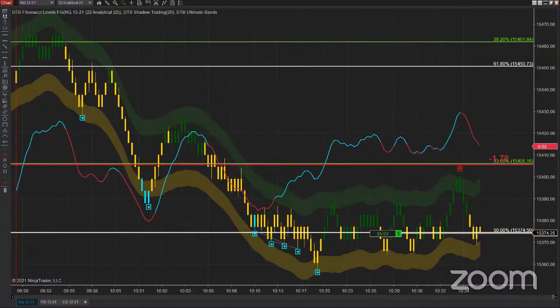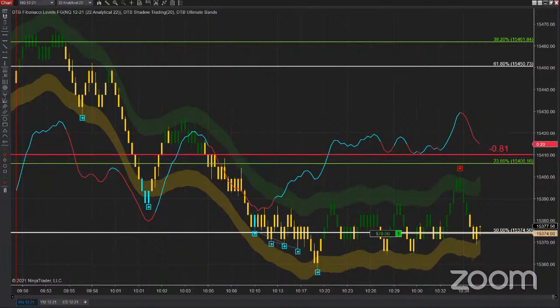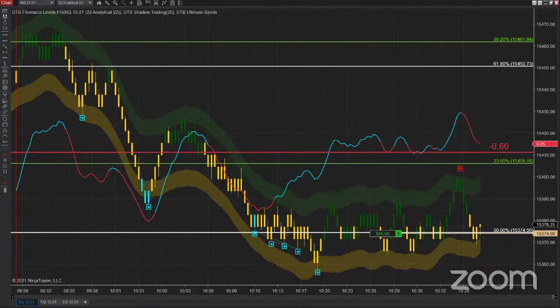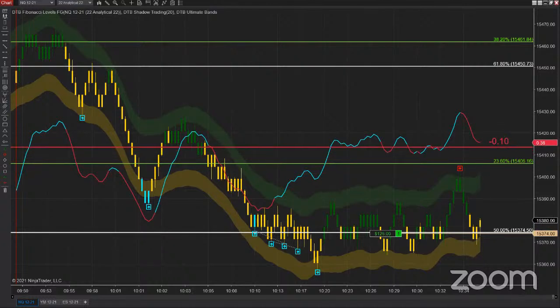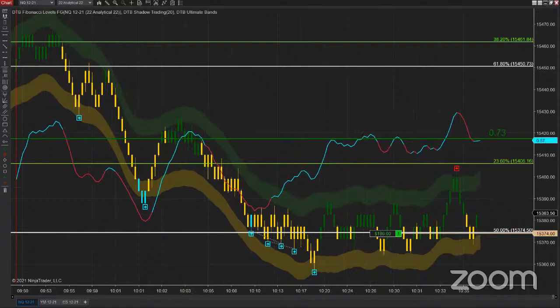There's another long signal, probably a little bit early if I was entering manually, because we've got gold bars now. The last bars have been gold. But if we see a little arrow pop up here and these bars start going green and that momentum line switching up, which looks like it's doing, we should be okay.